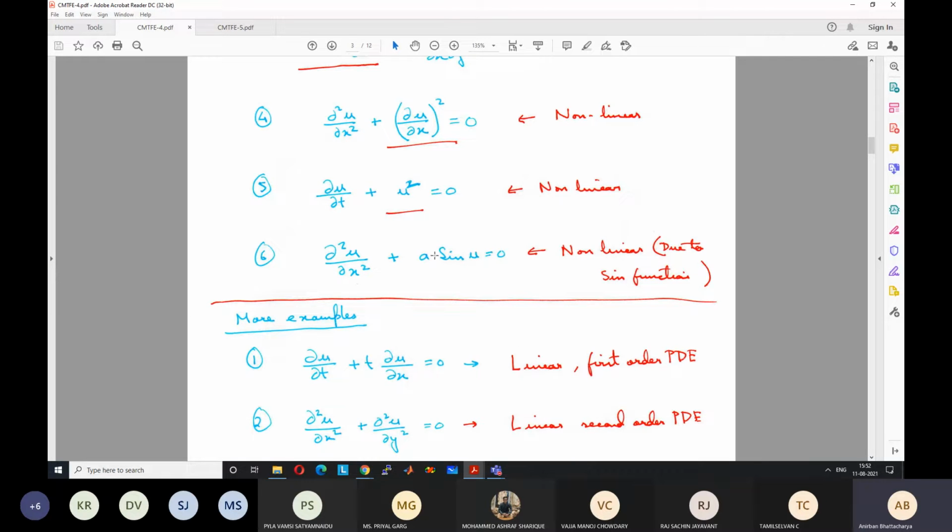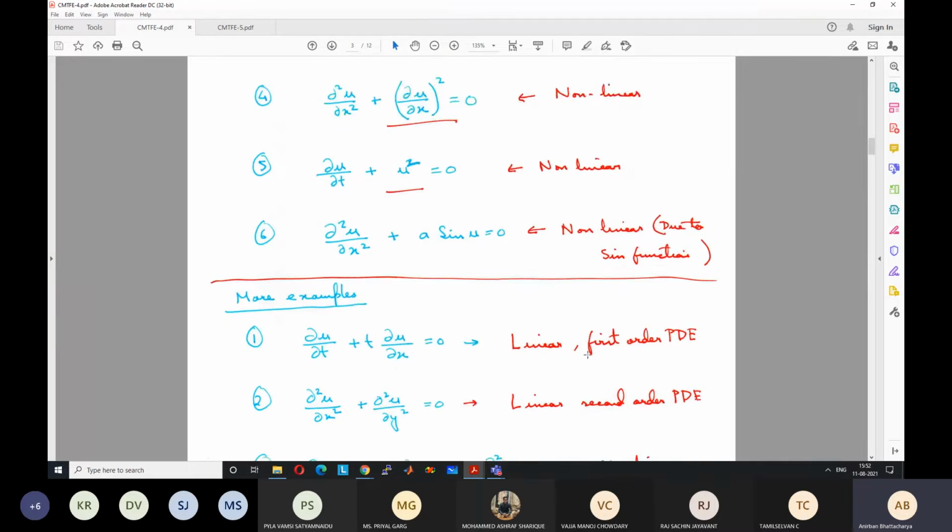∂²u/∂x² plus a sin u. Okay. This is non-linear. This may not become clear to you directly because sine function is non-linear. If you write the sine function in terms of series, there will be non-linear terms. So sine is a non-linear function. So this is also a non-linear PDE because of the sine function.